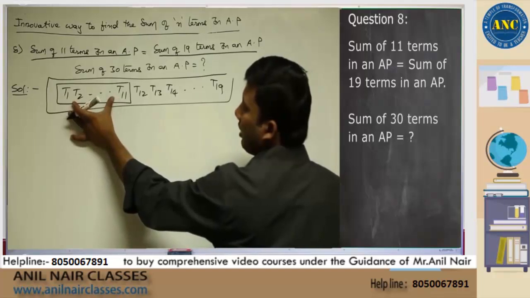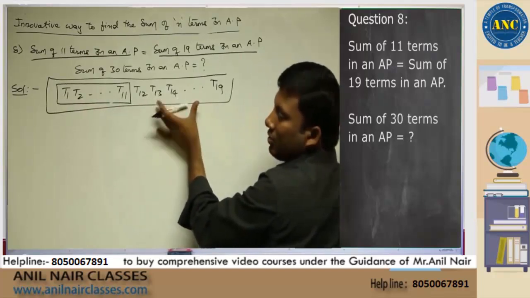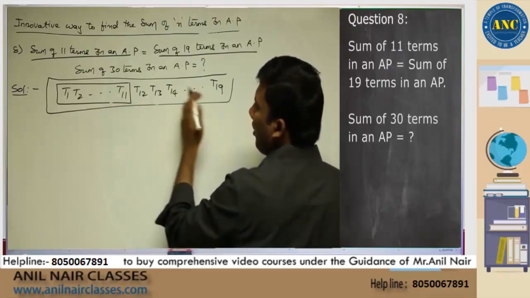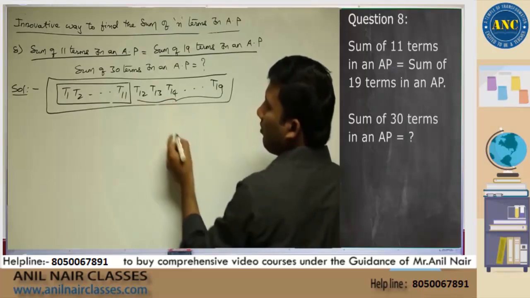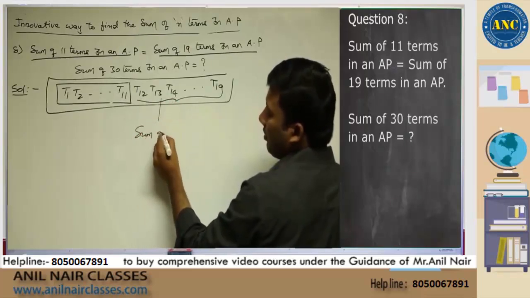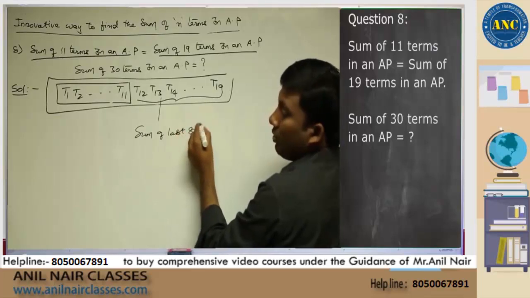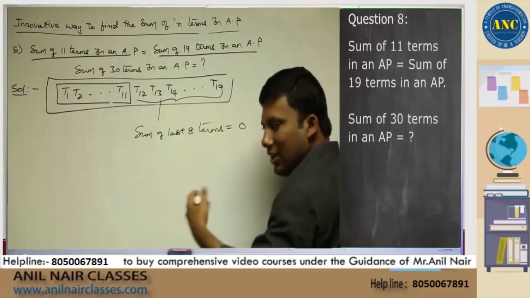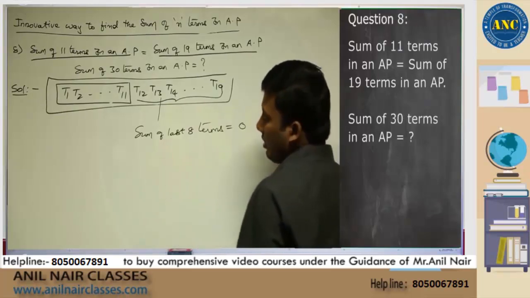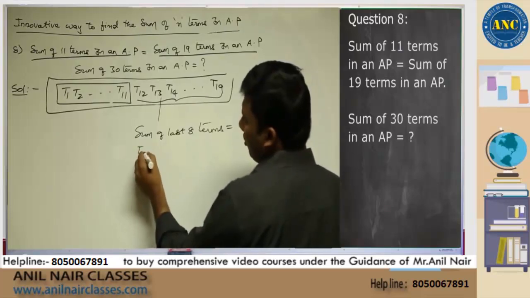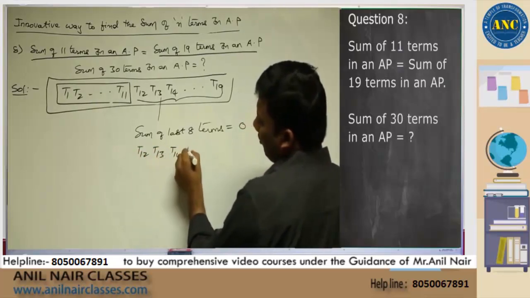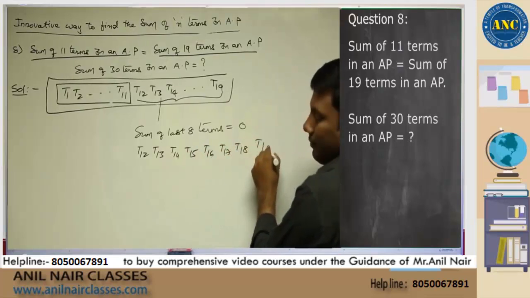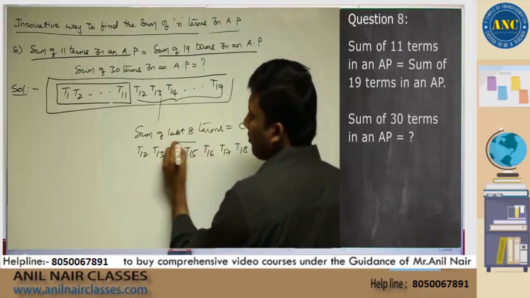Sum of first 11 terms and sum of next 8 terms will become the total sum of 19 terms. But sum of 11 terms is equivalent to sum of 19 terms. Can I say that the sum of the last 8 terms will be 0? Do you agree? T12, T13, T14, T15, T16, T17, T18, T19. So the last 8 terms sum is 0.